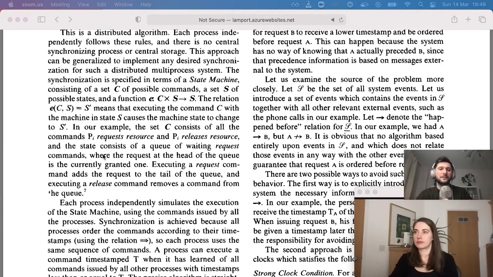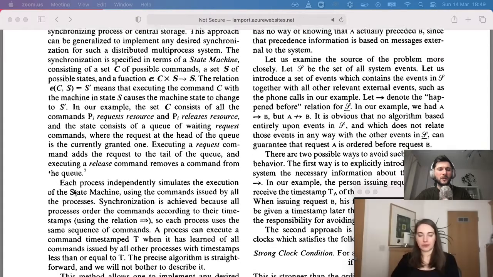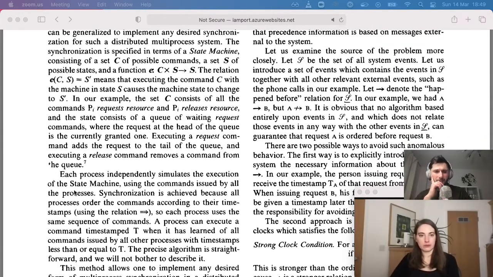The commands that would modify the state machine, the way that he defines them, are request resource and release resource, right? Which is pretty straightforward and nice. And again, I thought it would be nice to mention this.